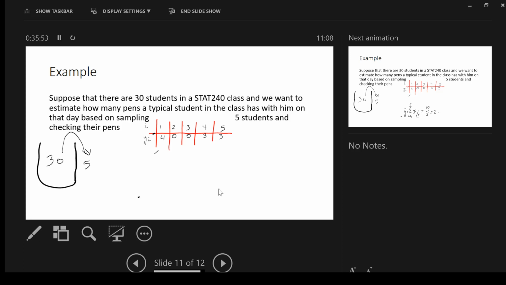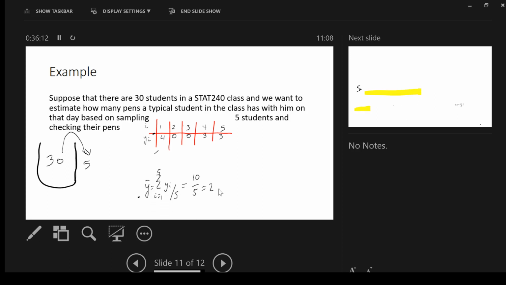First person had 4 pens. The second one is one of these guys that just stares at you and never writes anything. He's got no pens. There's another guy next to him, his friend. He's also got none. Person 4 has got 3 pens. Person 5 has got 3 pens. So this is my sample. I picked 5 people and I said, how many pens have you got? Show me. And that's how many they had.